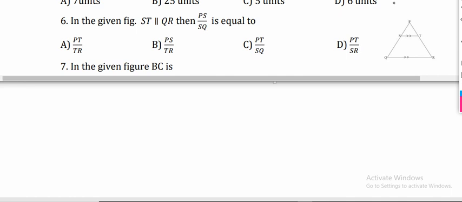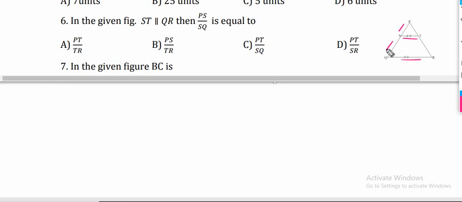In the given figure, ST is parallel to QR, then PS divided by SQ is equal to what? In this given figure, they have given that ST and QR are parallel lines, and they have taken the ratio as PS by SQ, PS divided by SQ. This is related to the Thales theorem.